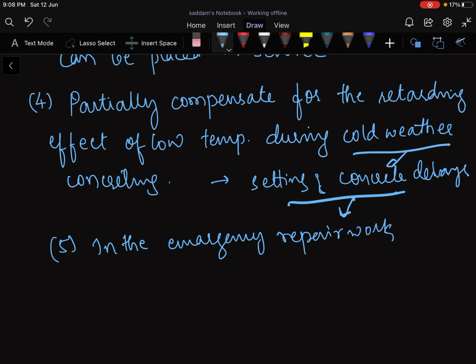Okay, so this is brief regarding the accelerator and retarder. So in the next class we will discuss some more admixtures.